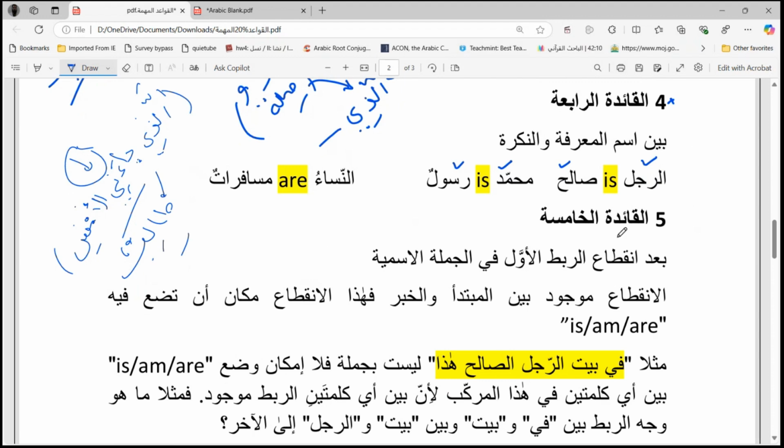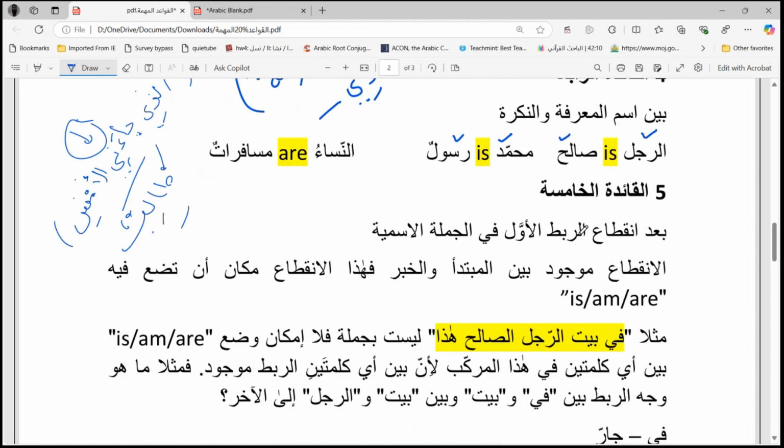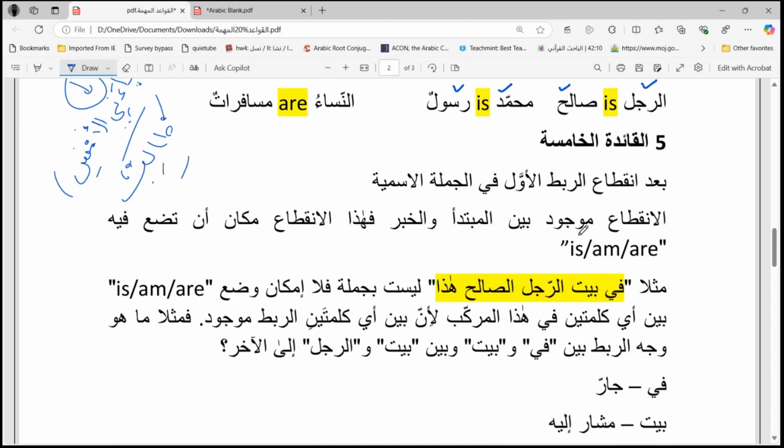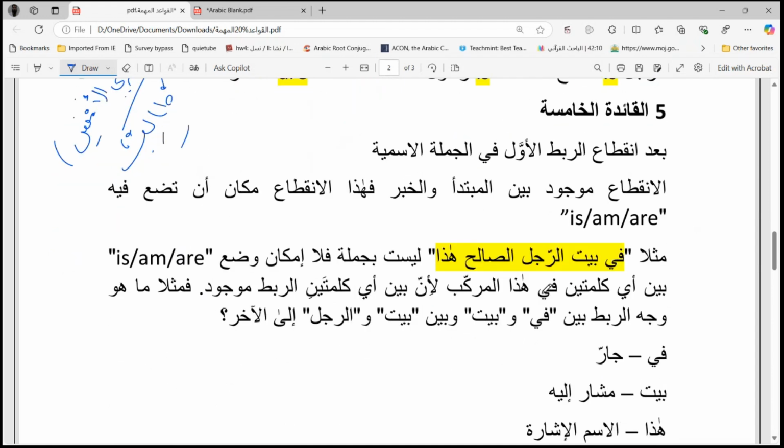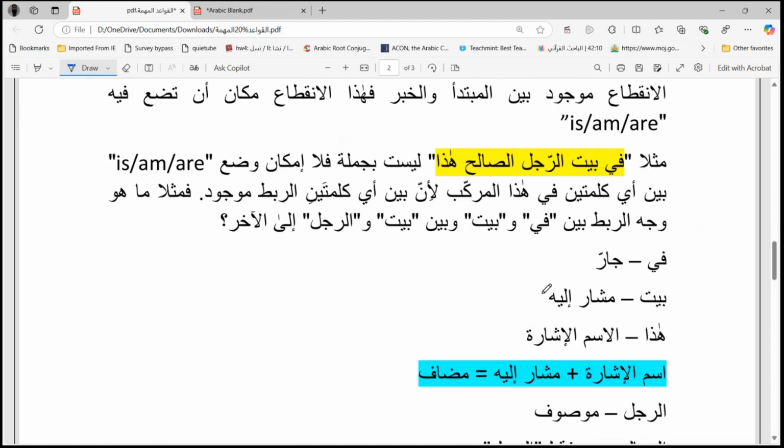And the fifth qaida is known as the qaida of break in the chain. Qaida of break in the chain. So what do we mean by qaida of break in the chain? Like if you see this statement here. Fi bayti ar-rajuli as-salihi haza. You have to identify, is there a break in the chain or not?